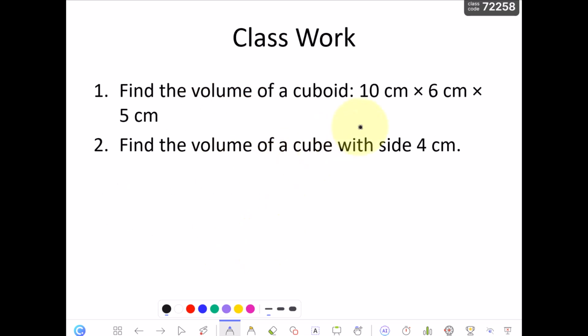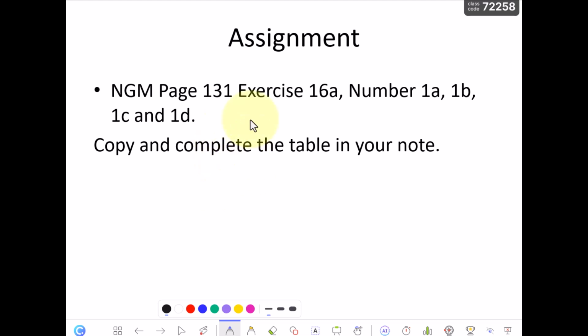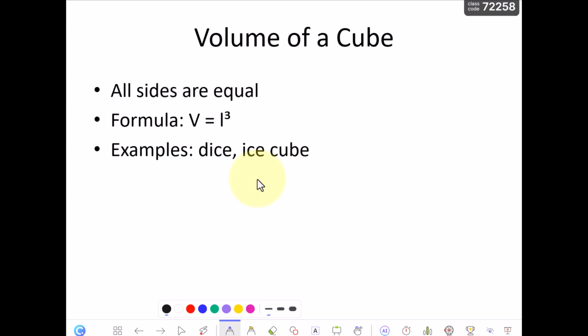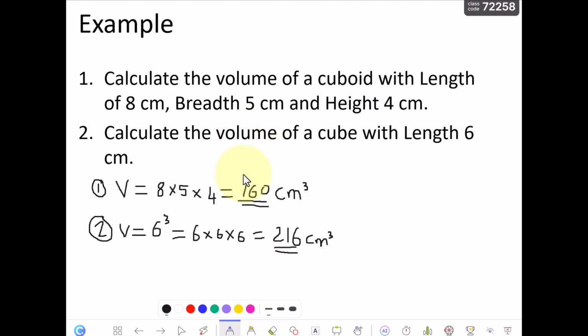Then finally, we have simple classwork. We could not do this classwork in class, so tomorrow we do this one in class. Then we do our assignment. So just take note of that. And that is all for today's lesson. Volume of cube and cuboid, just take note of the formula, and that is all.